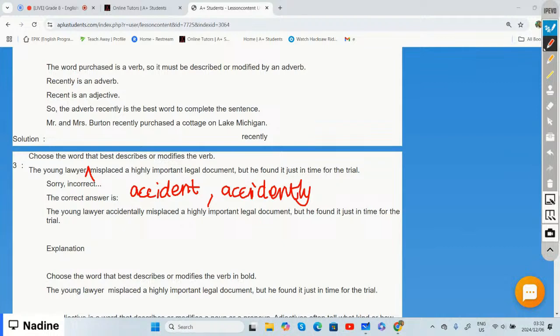And if we were to choose the correct option, we would say the young lawyer accidentally misplaced a highly important legal document, but he found it just in time for the trial. So, accidentally.